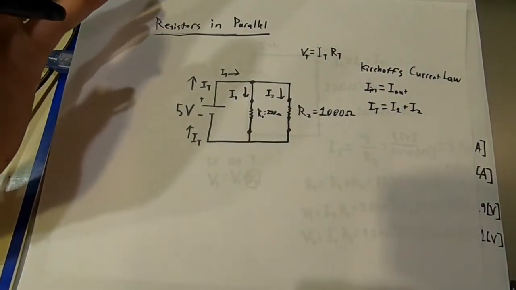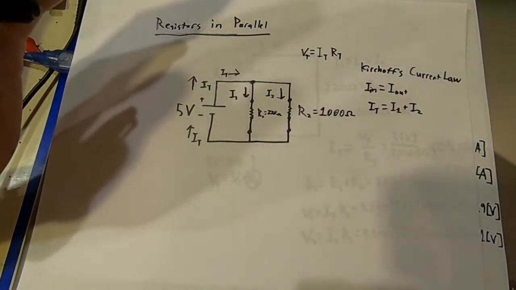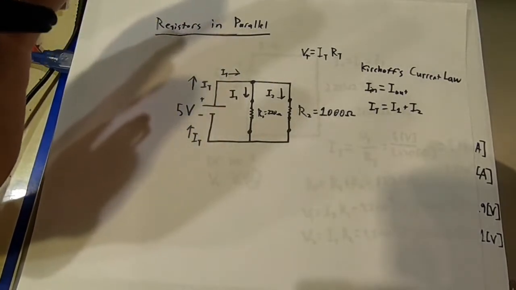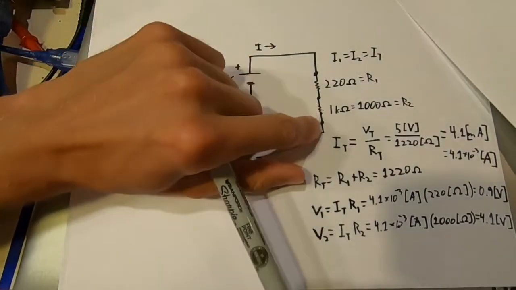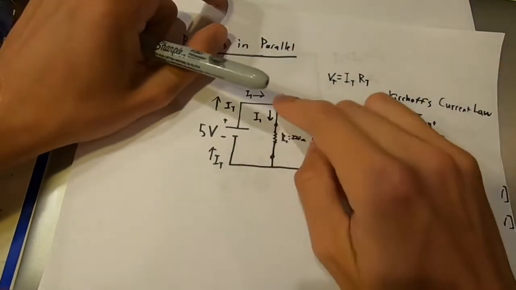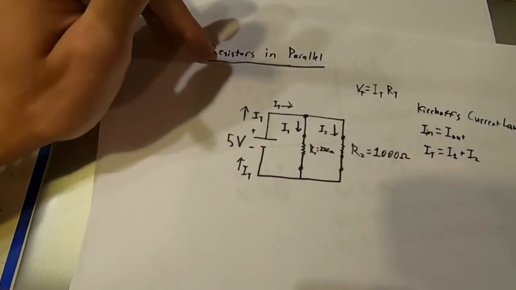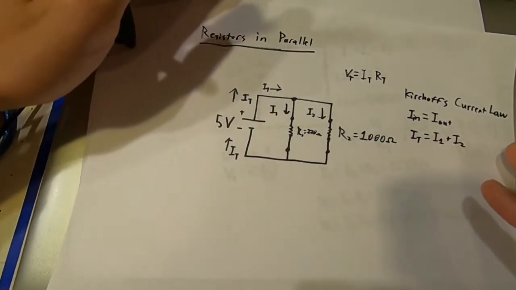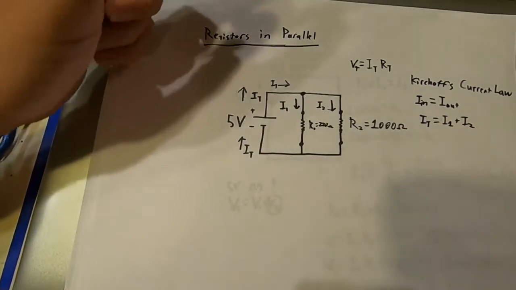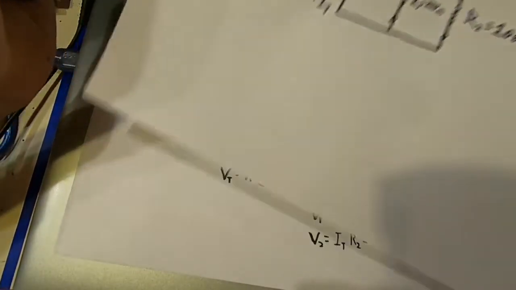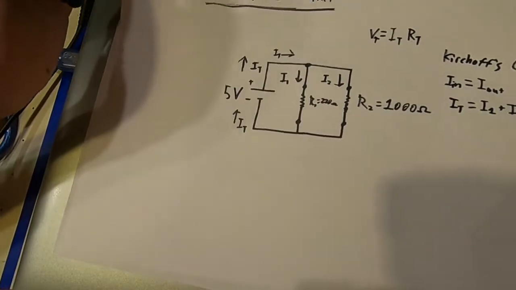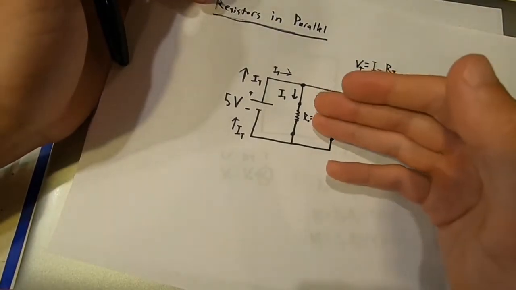So think about a really packed arena. Someone pulls the fire alarm. Everyone's trying to get out. This would be one door versus now you have two doors, essentially. So people are going to be able to get out more quickly if they have more doors. And then you could say that the size of the door would be equivalent to the resistance.